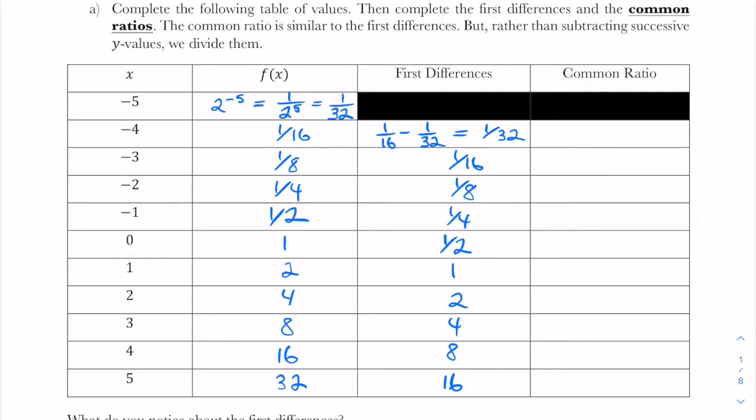Now for the common ratios, we have to divide consecutive y values. So the first one would be 1 over 16 divided by 1 over 32. Instead of dividing by a fraction, we multiply by the reciprocal. So this becomes 1 over 16 times 32 over 1. And that simplifies to give you 2. Repeat this process by dividing consecutive y values. I won't show my work for every single one, but you should notice that they all evaluate to 2.